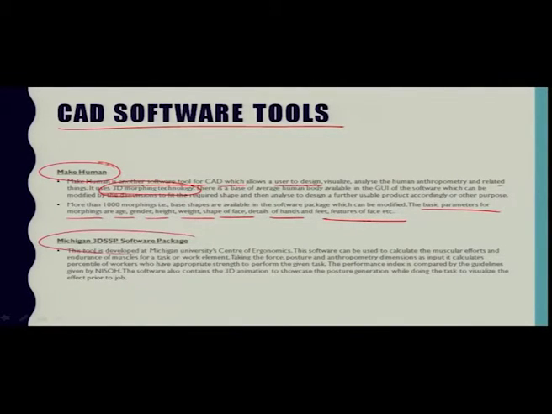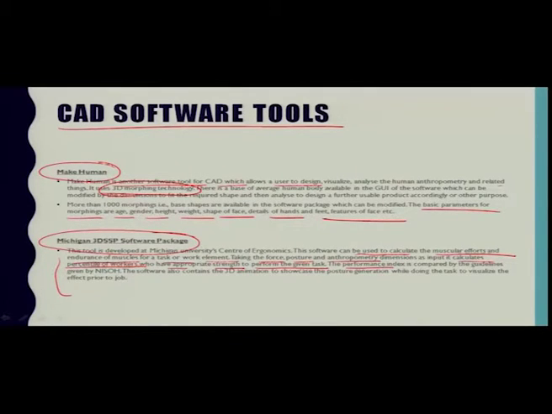Another software package is the Michigan 3D SSP software package. So what does this basically do? This software can be used to calculate the muscular efforts and endurance of muscles for a task or work element. Taking the force, posture and anthropometry dimensions as input, it calculates the percentile of workers who have appropriate strength to perform the given task.